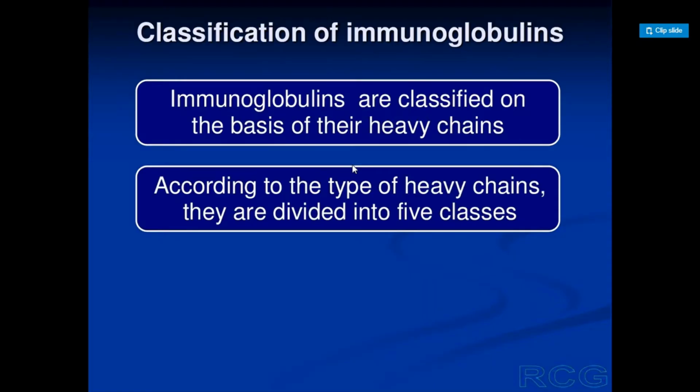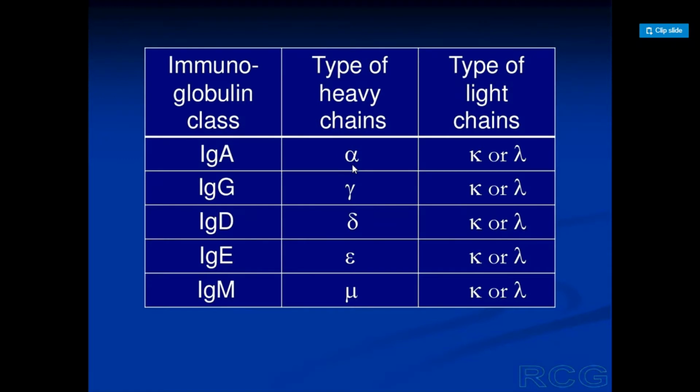And some of the classification of the immunoglobulins: they are classified on the basis of their heavy chains. According to the type of heavy chains, they are divided into 5 classes. Mainly the immunoglobulin classes are IgA, IgG, IgD, IgE and IgM.